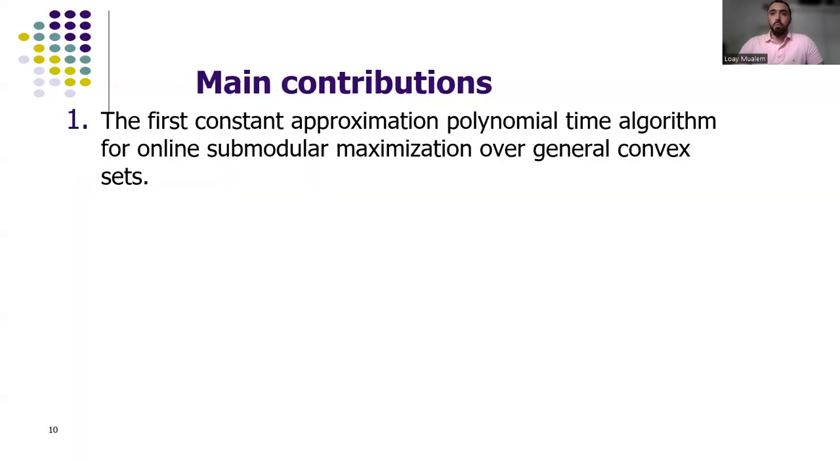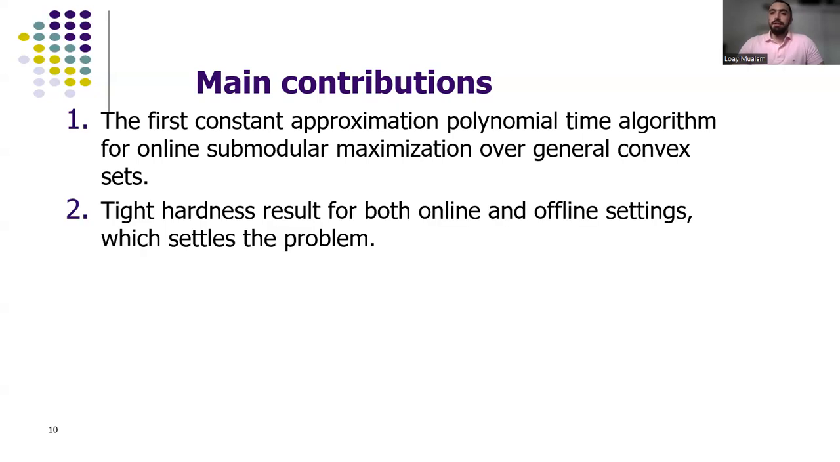In this work, we answer all the previous questions, which essentially settles the problem of maximizing DR-submodular functions over general convex sets in both offline and online settings. We start by providing the first constant approximation polynomial time algorithm for online submodular maximization over general convex sets. We also provide tight hardness results for both online and offline settings, which settles the problem.